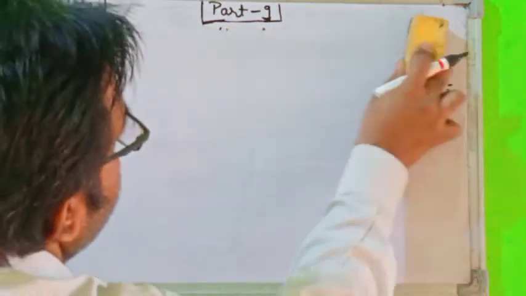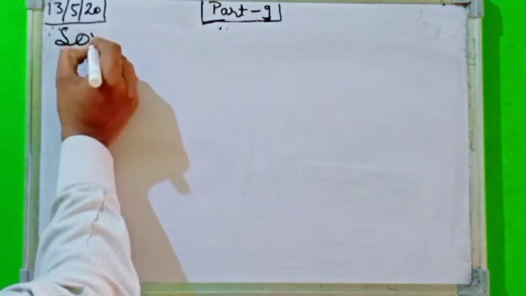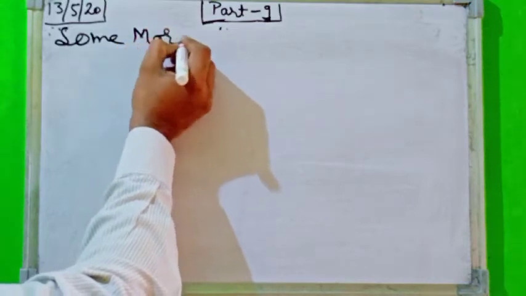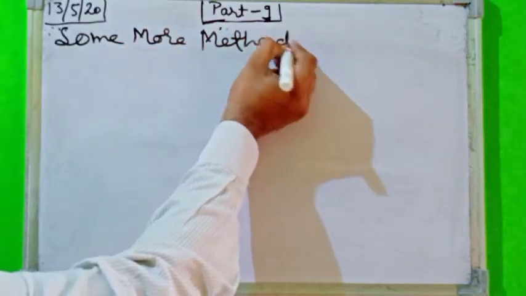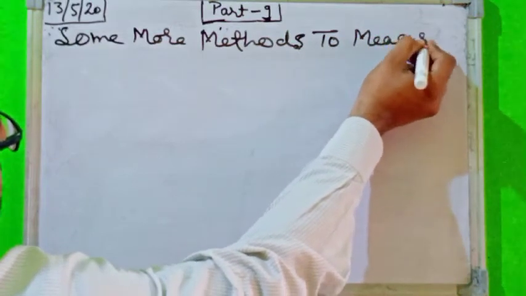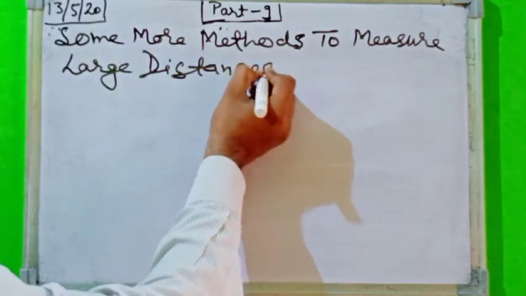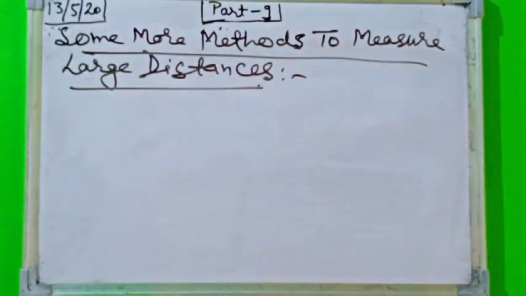Now there are some more methods to measure large distances. Till now we had studied the parallax method, then Copernicus method, then Kepler's method, then triangulation method. After that there are certain more indirect methods to measure large distances.